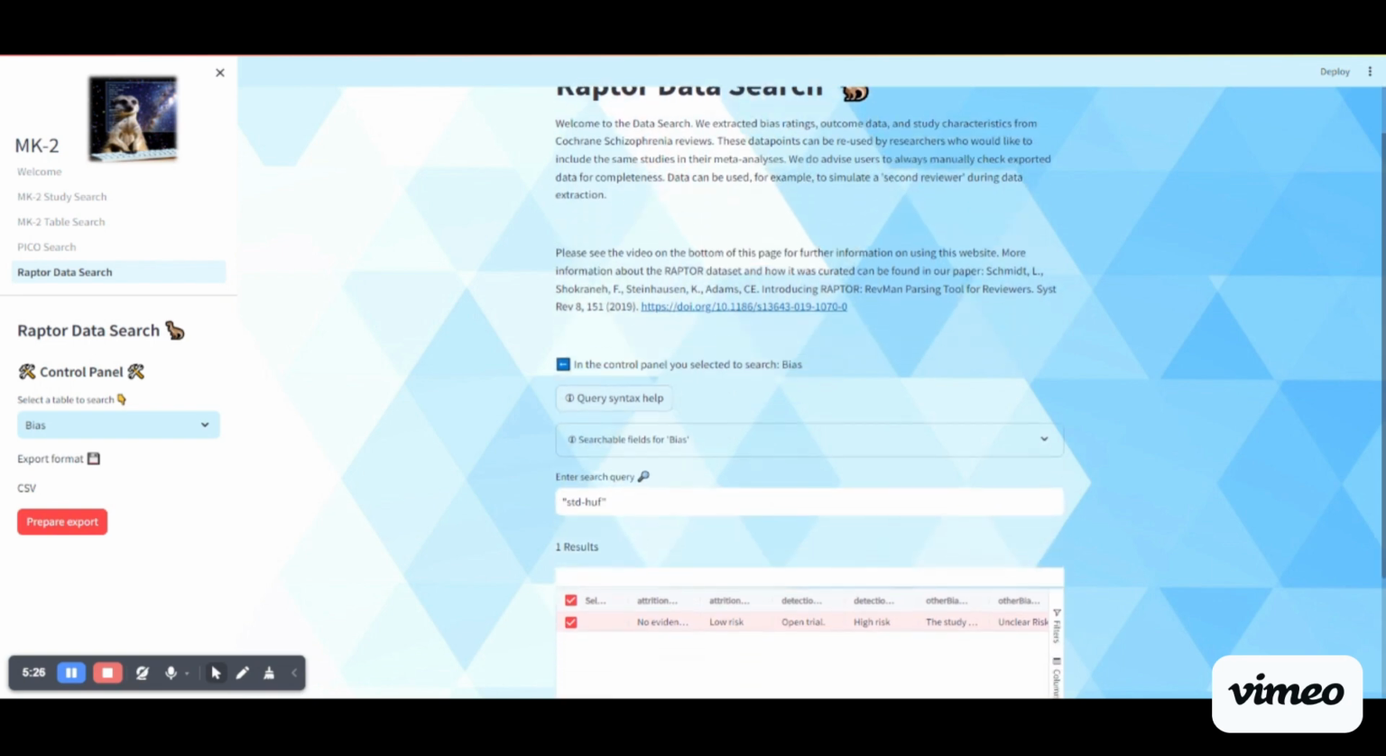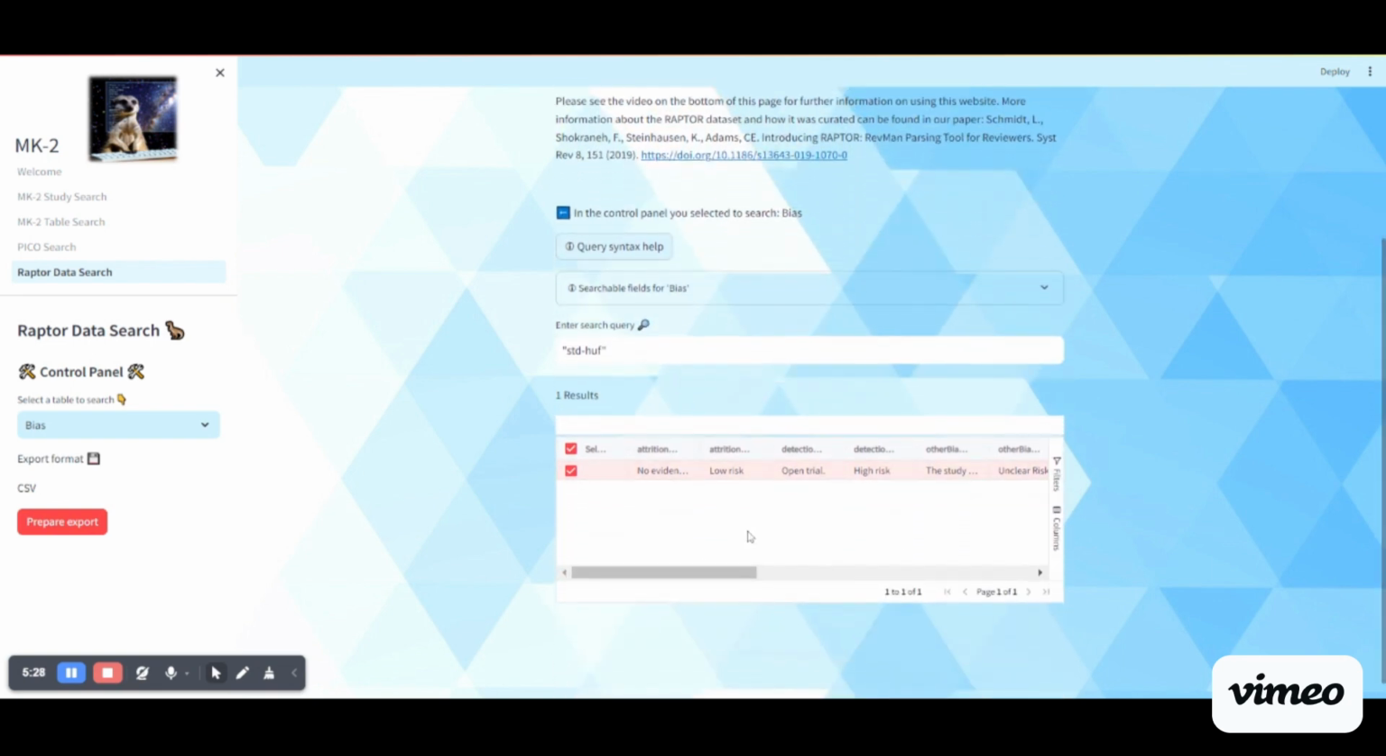We can also get the risk of bias data as it was entered into the Cochrane review file, which is mostly the ROB risk of bias version 1 tool that was used here, because the dataset is from 2018, so the newer ROB tool wasn't available at that time.